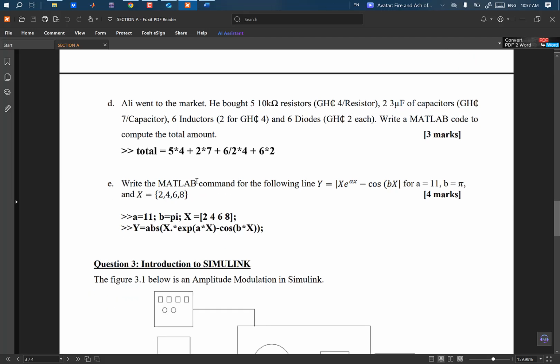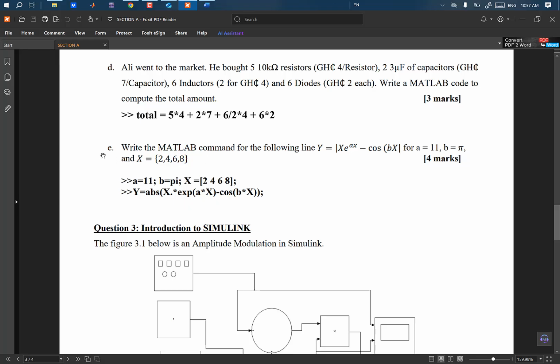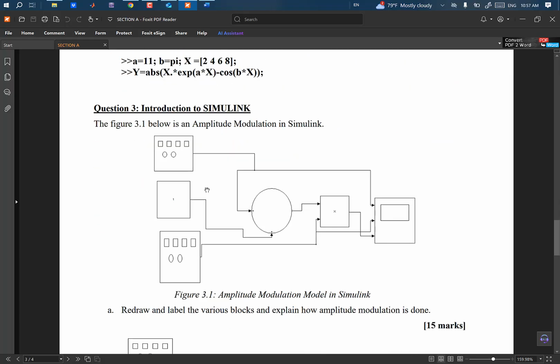You are not asked to give the final answer. You are only asked to write the MATLAB command, or the MATLAB code, that would compute that. Then you also have this equation here, y equals the absolute value of x, e raised to the power ax, minus cos of bx, and for a equals 11, b equals pi, and x equals this. So you define all those variables, and then you just define y and write the equation for same.